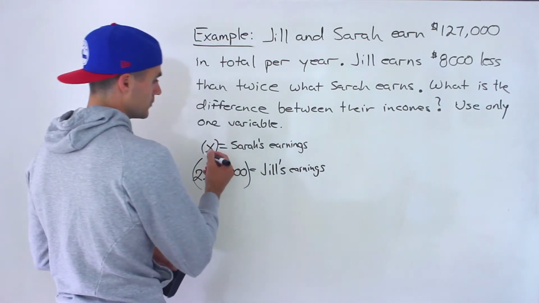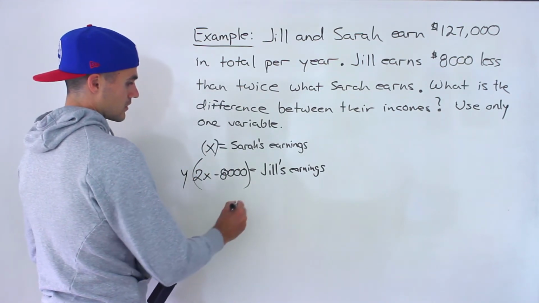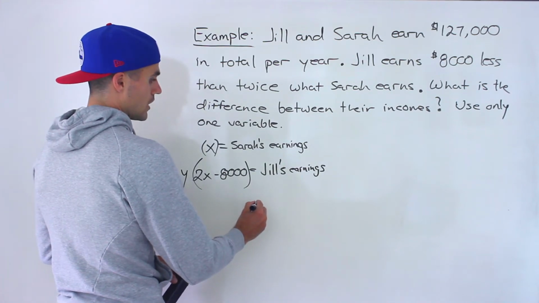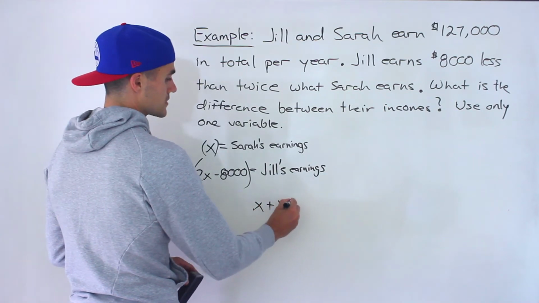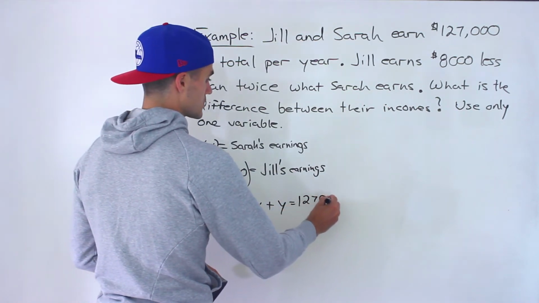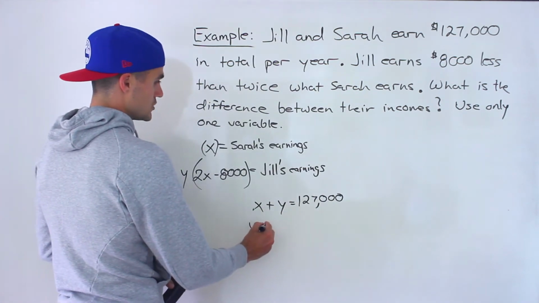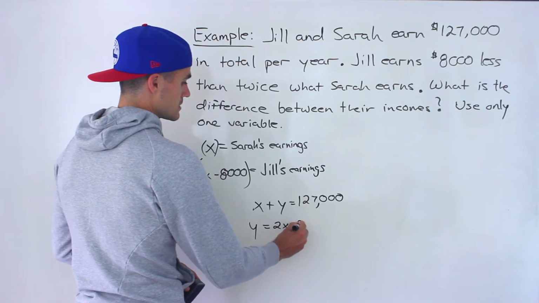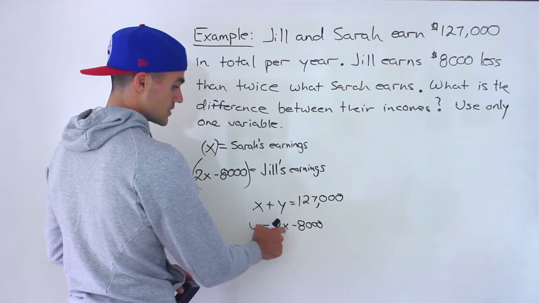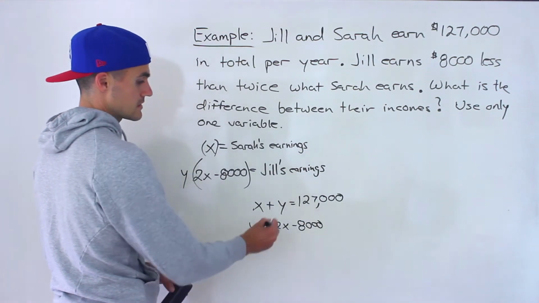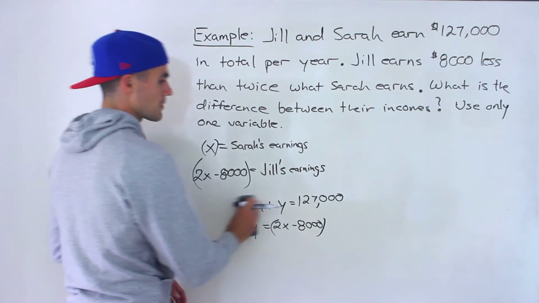If we were to use two variables, we would let Jill's earnings be y. So the two equations we'd set up are x plus y equals 127,000, their total. And the other equation would be y, Jill's earnings, is 2x minus 8,000: 2 times Sarah's earnings minus the 8,000. Then we would take this and sub it in here.